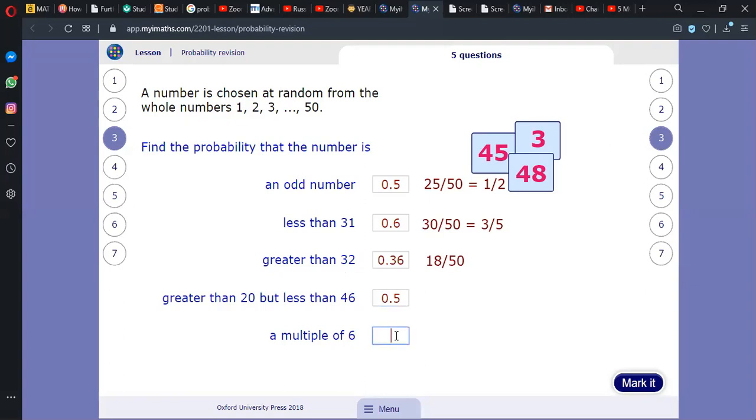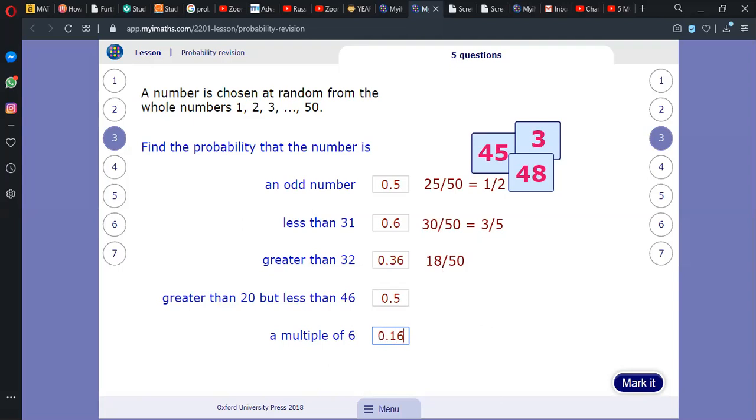A multiple of 6, that's like your 6 times table. So you start from 6, 12, 18, 24, 30, 36, 42, 48. So all the numbers that are multiples of 6, we have 8 of them. So that means you have 8 out of 50. 8 divided by 50 in decimal should give you 0.16.